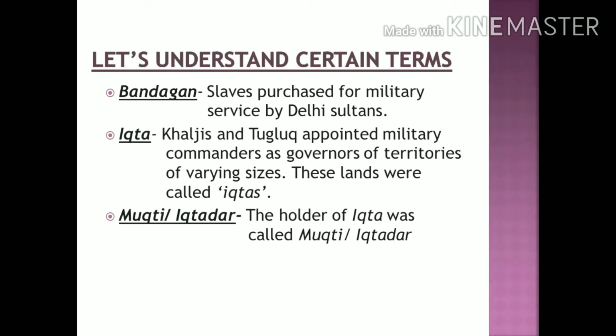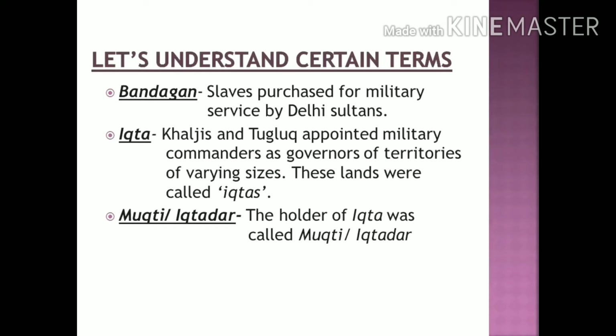Khaljis and Tughlaqs ने ऐसे military commanders appoint किए जिनको एक territory दे दी जाती थी अलग अलग size की, और उस टेरिटरी पे उनको रूल भी करना होता था, वहाँ पे मिलिट्री भी मेंटेन करनी होती थी. And these lands were called as iktas, and the holder of ikta was called a mukti or an iqtadar. यानी कि वो मिलिट्री कमांडर जिसको इक्ता मिला है उसको मुक्ति भी कह सकते हैं, इक्तदार भी कह सकते हैं. And these military commanders, they used to help the king in the time of war.